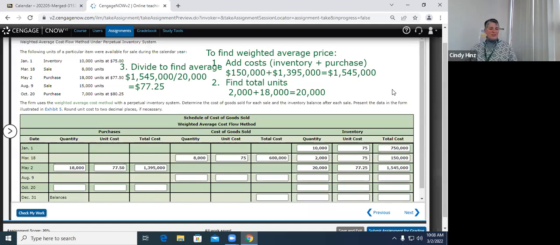We did not just take the $75 and the $77.50 and average them together. Why not? Because we only had 2,000 at $75. We had 18,000 at $77.50. So the average price, the weighted average, is going to be closer to the $77.50 because we had 9 times as many units at that price.